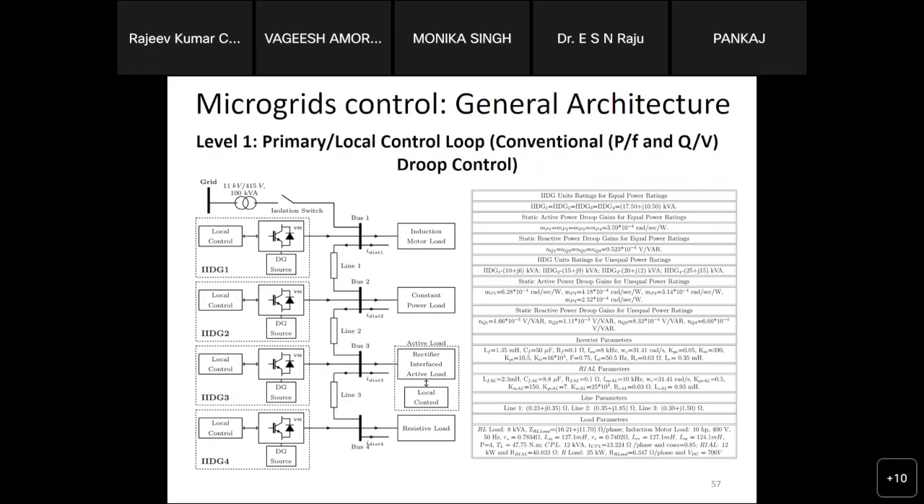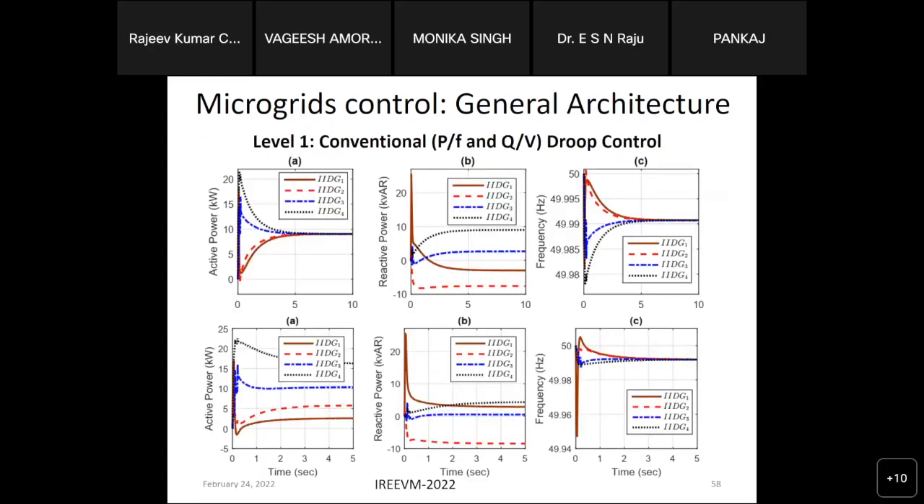Based on the power ratings, we have given the droop gains. If it is equal power rating, the total load will be shared by all the generators equally. And if it is unequal power ratings, the load demand will be shared by all the generators proportionally based on their power rating. In this figure I am showing how that power is going to be shared. The upper figure shows the equal power ratings.